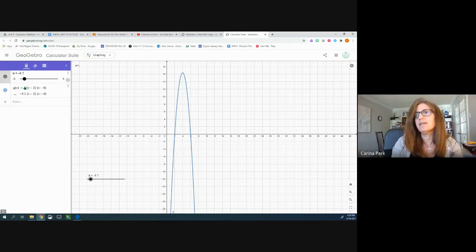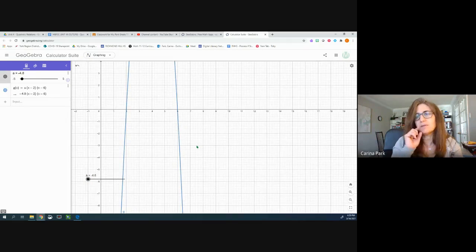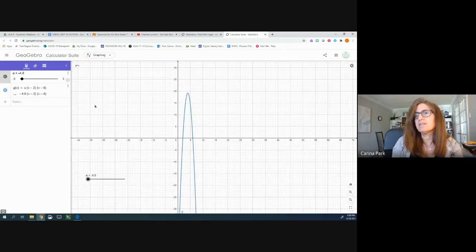Now they're getting narrower again, but notice where the roots are. They're still 2 and 6. Regardless of the shape of the parabola, the roots are still 2 and 6. So as long as the factored form has x minus 2 and x minus 6, those roots will be at 2 and 6. And that's the factored form.